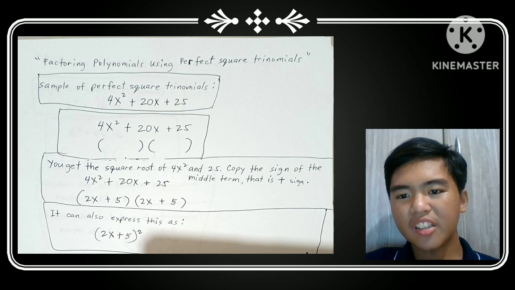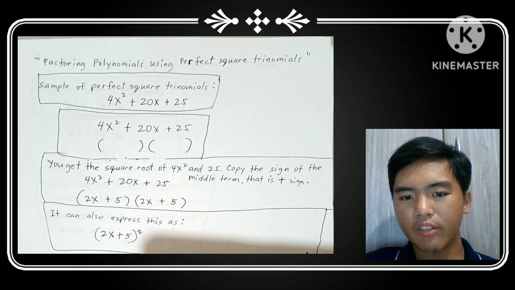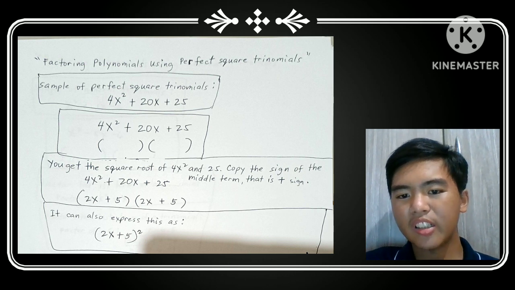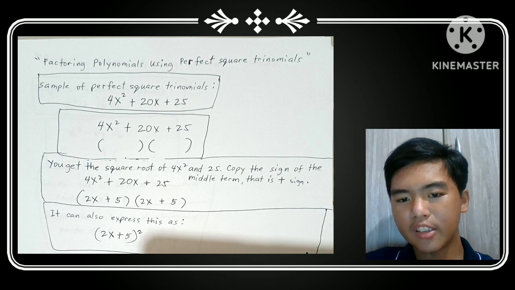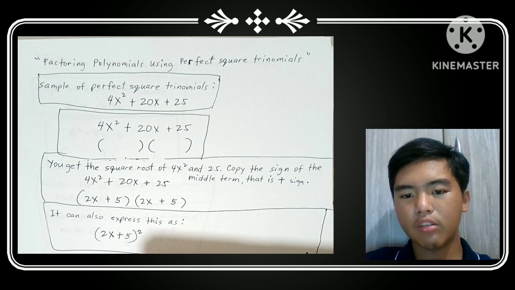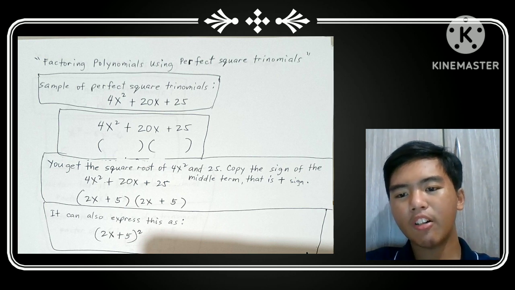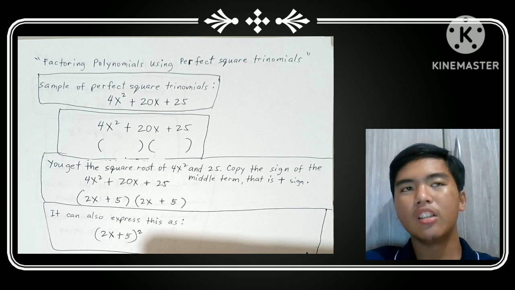And to finalize the answer, copy the sign of the middle term, and that is the plus sign. As you can see, these now are the factors of the given perfect square trinomial. We have the factors 2x plus 5 times 2x plus 5. As you can see, the factors are the same, meaning we can also express this as 2x plus 5 squared.